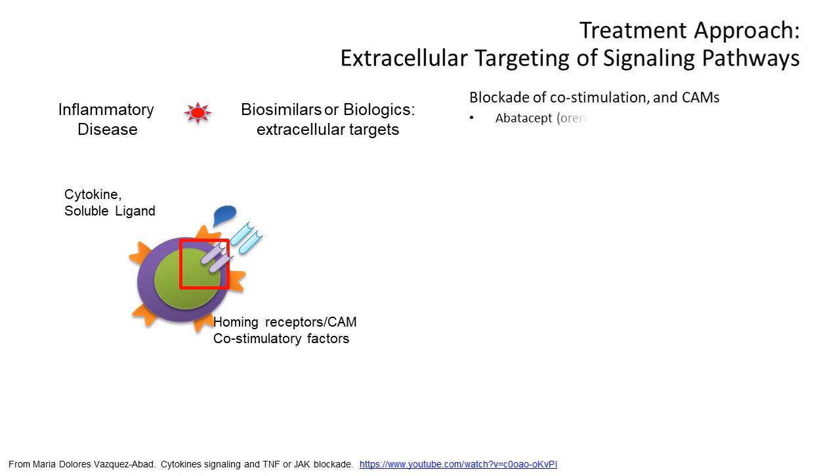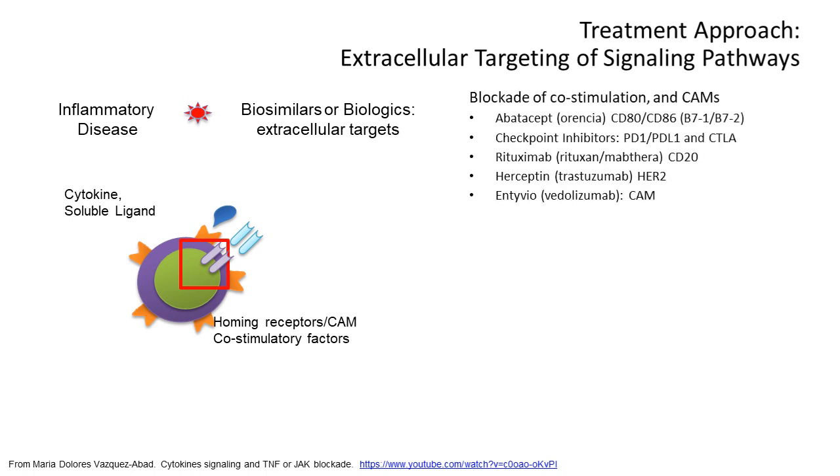Examples are ample, and we can have, for instance, blockade of co-stimulatory factors and cell adhesion molecules. For instance, abatacept is an antibody that binds the B7-1, B7-2, also known as CD80, CD86 on the T cells, and basically it prevents a co-stimulatory factor. The checkpoint inhibitors work actually on a similar pathway. In this case, they will be inhibiting an inhibitor factor. So they stimulate the cell by not having inhibition. They block those inhibitory pathways.